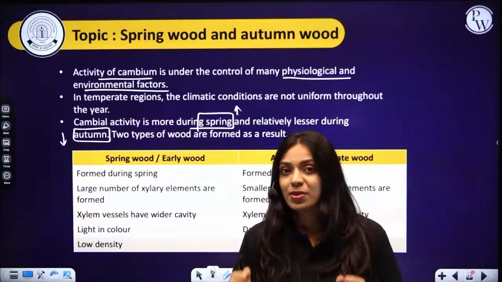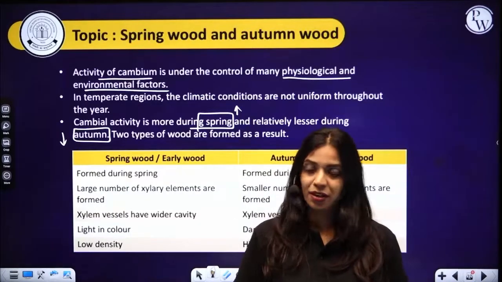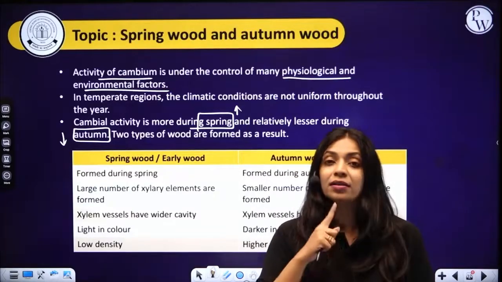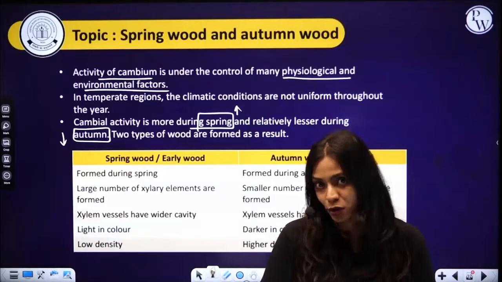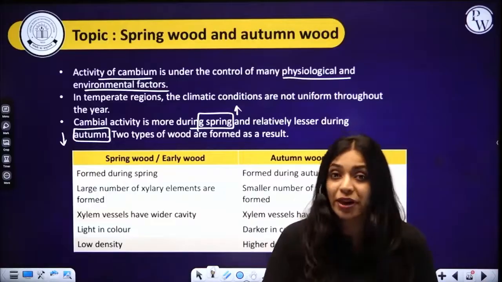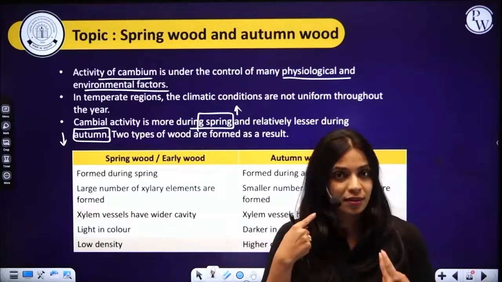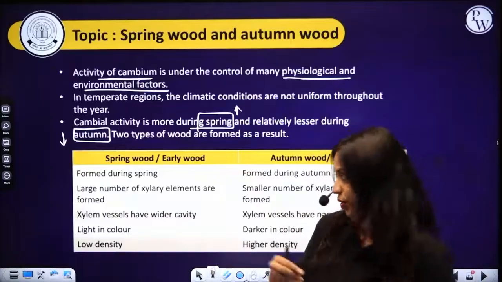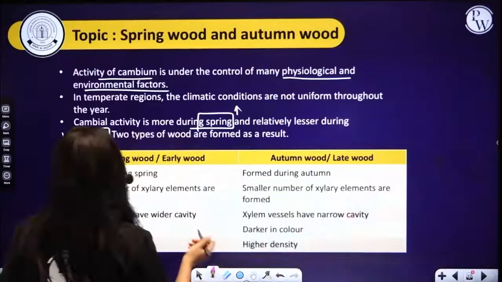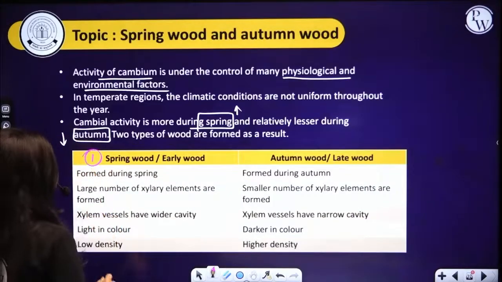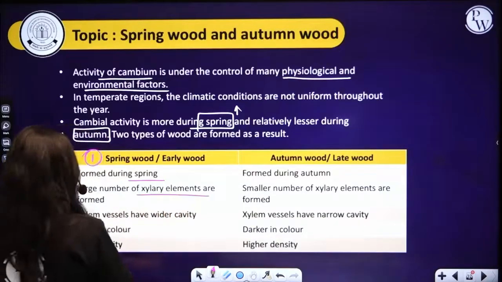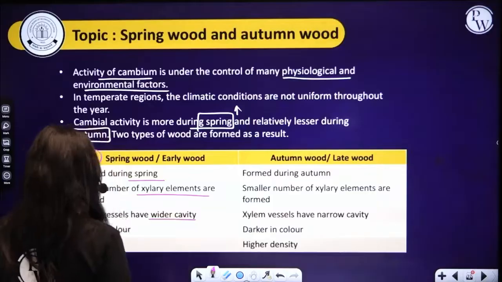The activity of cambium is very high, very active during spring. So during spring, whatever vessels are produced, their number is more and the lumen's diameter also is more. So more number of xylem vessels are produced during spring. The width of the xylem vessels is also greater in the vessels that are produced during spring. So whichever xylem is formed during spring, that is called spring wood or early wood. Clearly it is formed during spring. The number of xylem elements is large and the vessels also have a wider cavity.